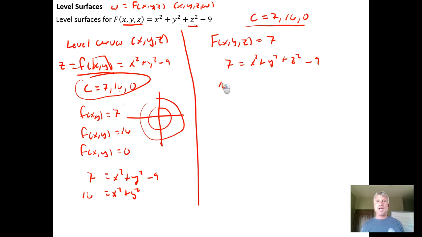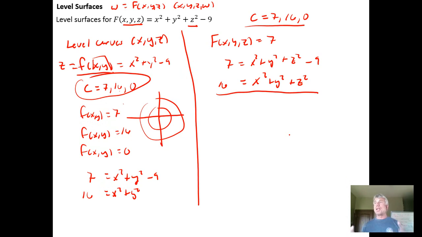Add 9 to both sides. 16 equals x squared plus y squared plus z squared. We actually get a sphere of radius 4. With a paraboloid, we got a circle of radius 4. So as we step up a dimension, the three-dimensional analog of a circle is a sphere. So now instead of a level curve that lives in the plane, we have a level surface living in three-dimensional space. When we take our function and set it equal to a constant, we get level surfaces.